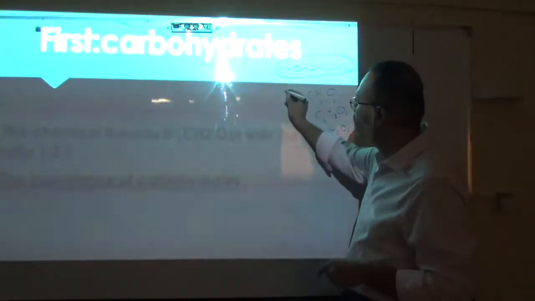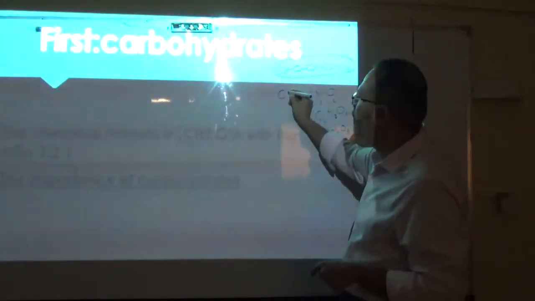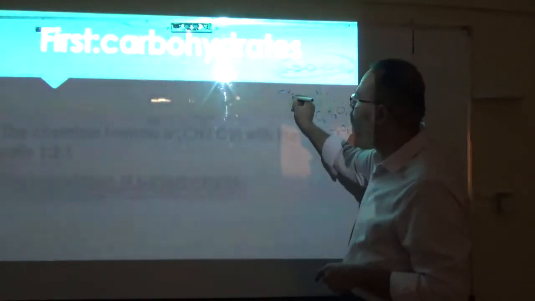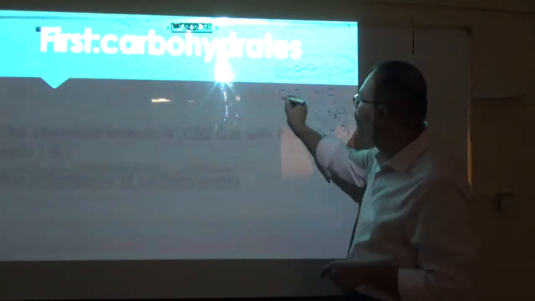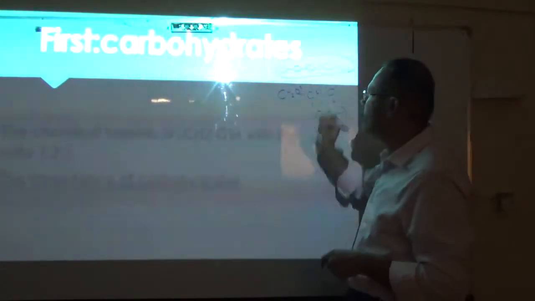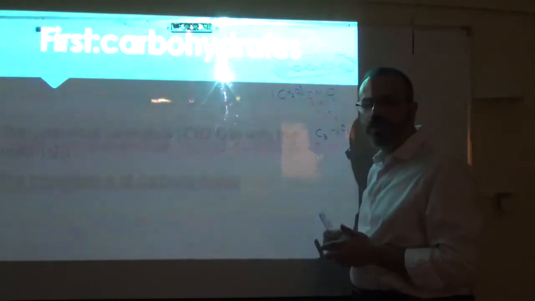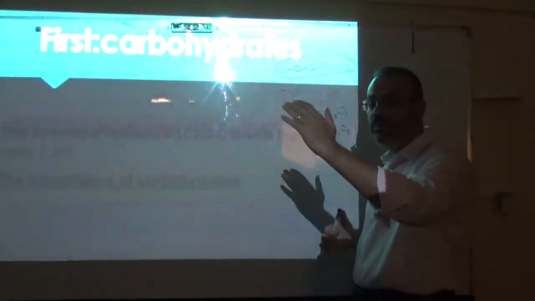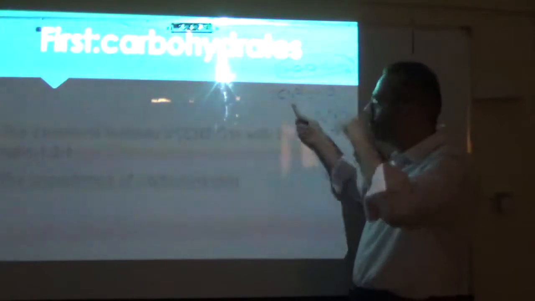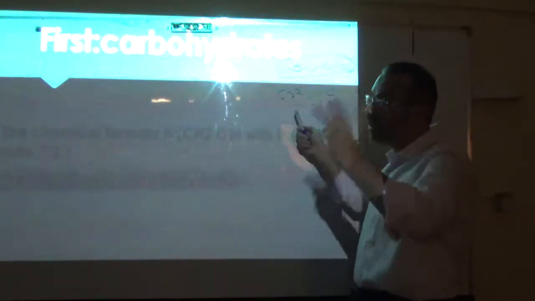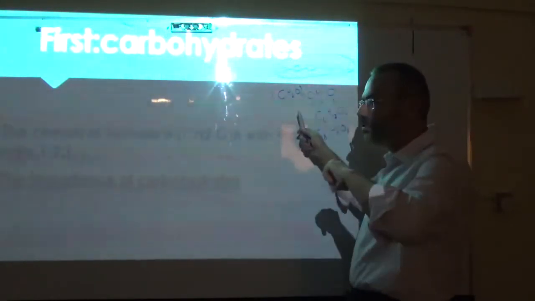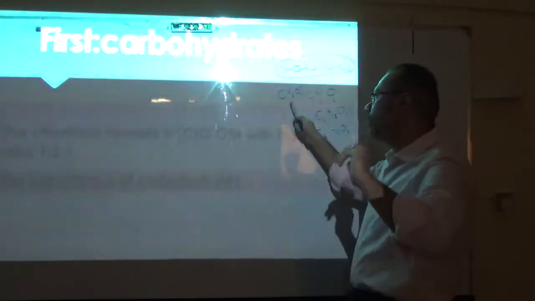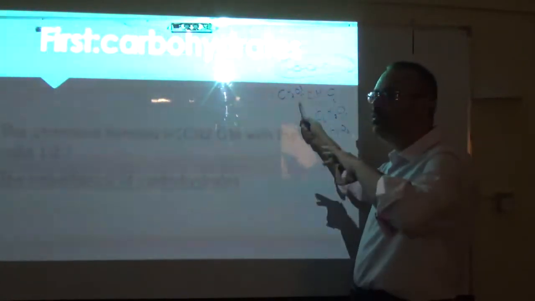We can say that it is CH2O between two brackets, with n meaning any number. If the carbon is 1, hydrogen will be 2 and oxygen will be 1. If carbon is 2, hydrogen will be 4 and oxygen will be 2. If carbon is 3, hydrogen will be 6 and oxygen will be 3, and so on.